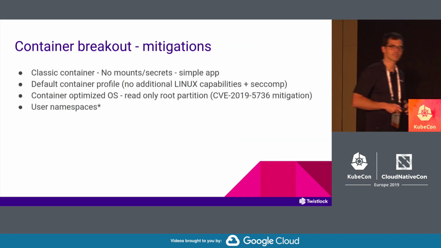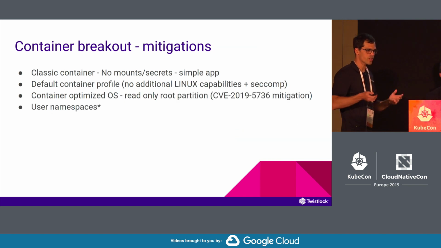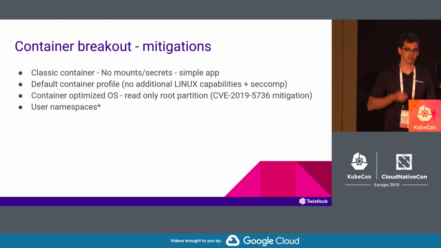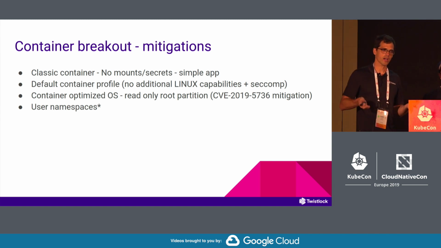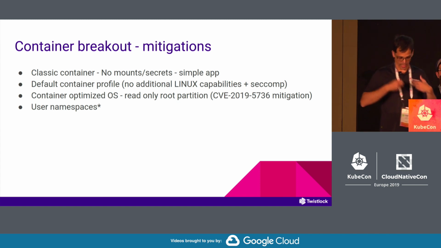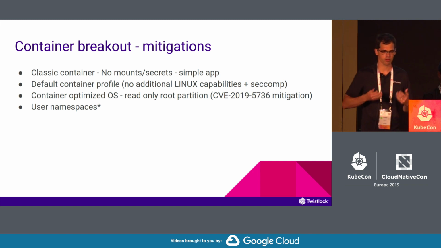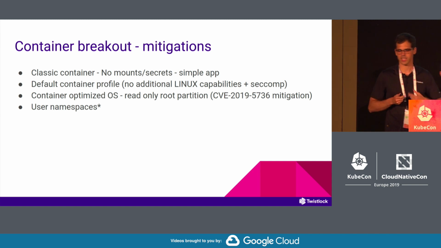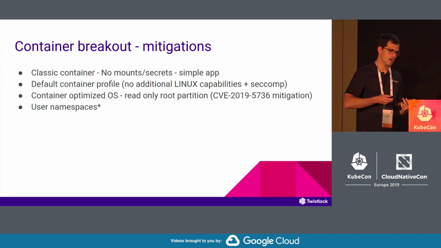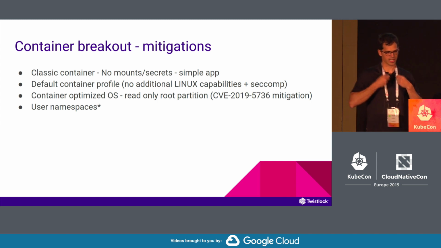Okay, so let's talk about the second challenge: container breakout. Somebody somehow managed to get out from your container to the host. Why can this happen? How can we prevent that? So first, my recommendation: create a classic container. You look at a lot of production deployments and you see lots of configuration, secrets, mounts, stuff. Keep it simple: only the app, minimal stuff, only things that you really understand.